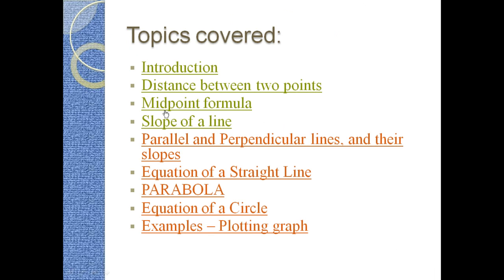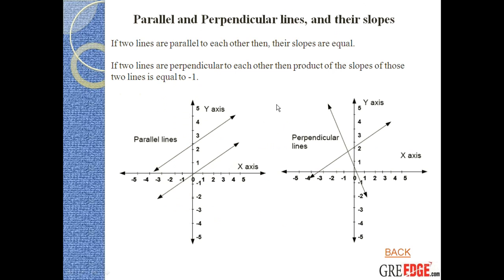So we'll move on to the next topic, parallel and perpendicular lines and their slopes. If two lines are parallel to each other, then their slopes are equal. In the diagram on the left hand side, you see two lines and they are parallel to one another. So their steepness and their direction are the same. So the change in the y coordinates to the change in the x coordinates would be the same. So the slopes of those two lines are equal.